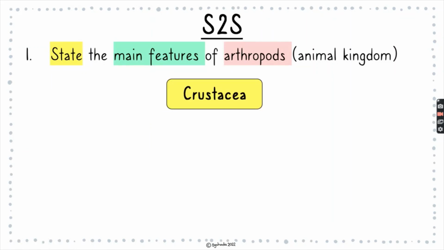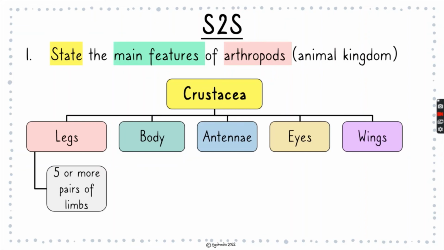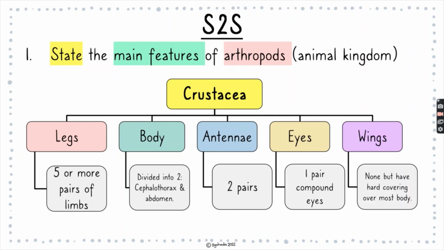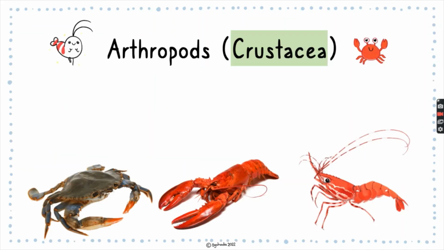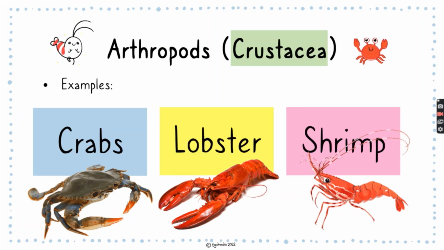Lastly, we have the Crustacea group. They have 5 or more pairs of limbs. Their bodies are divided into 2, the cephalothorax and the abdomen. They have 2 pairs of antennae and 1 pair of compound eyes. They don't have wings, but they do have a hard covering over most of their bodies. And examples of Crustacea are crabs, lobsters, and shrimp.